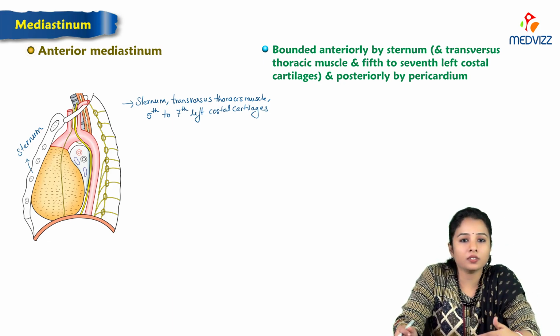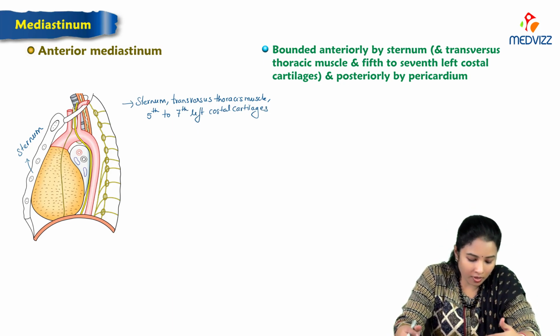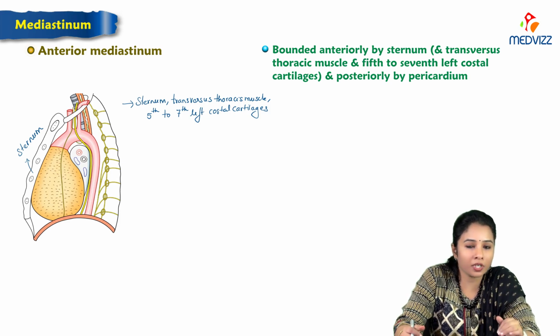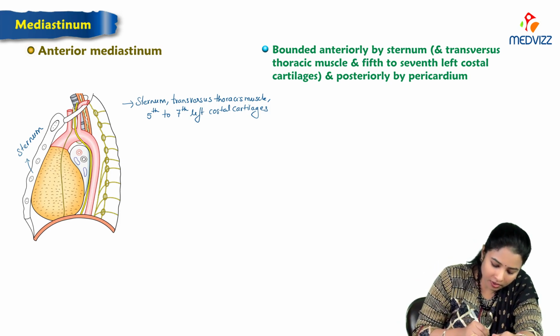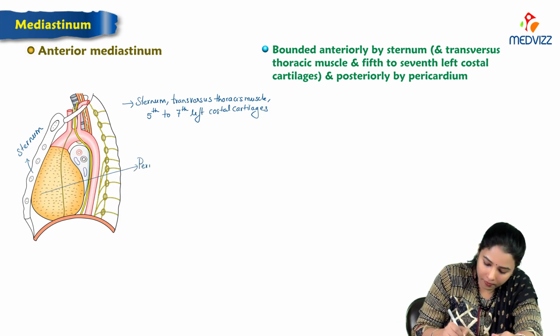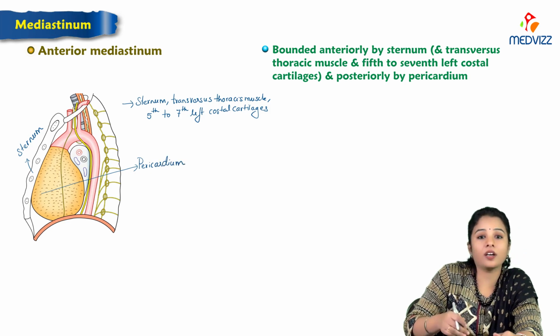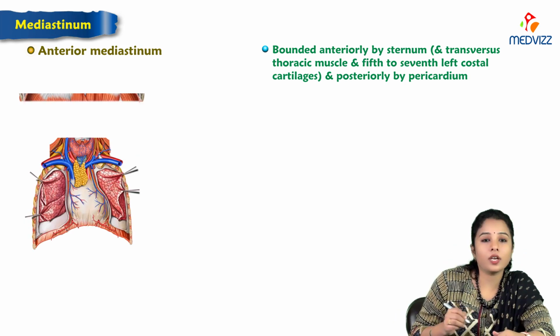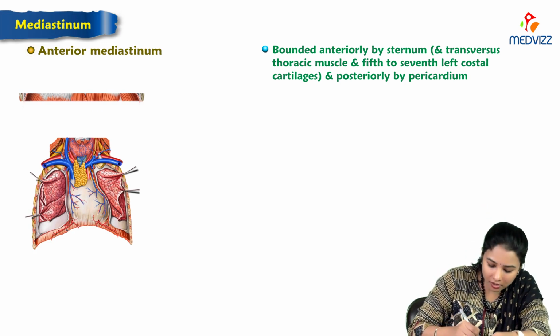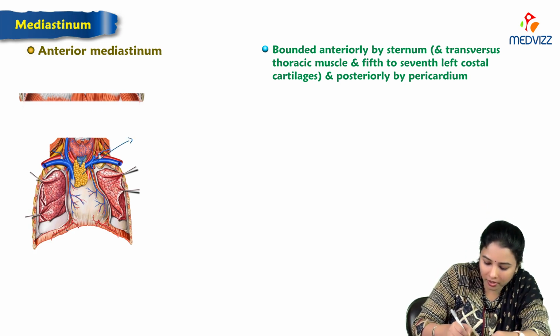So these are the structures related anteriorly in the anterior mediastinum, and posteriorly the anterior mediastinum is bounded by the pericardium. So we can see this is the pericardium containing the heart. The anterior mediastinum contains the thymus. This is the thymus in the anterior mediastinum.